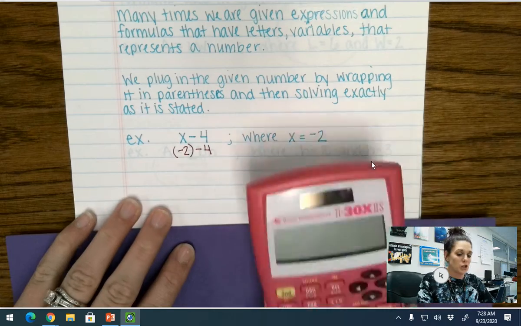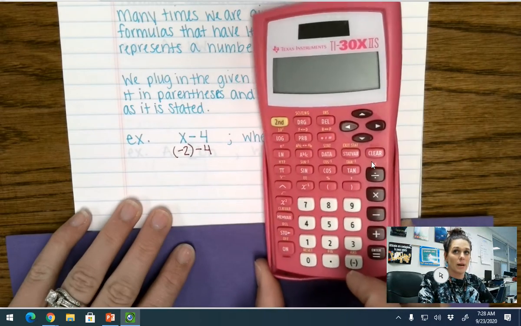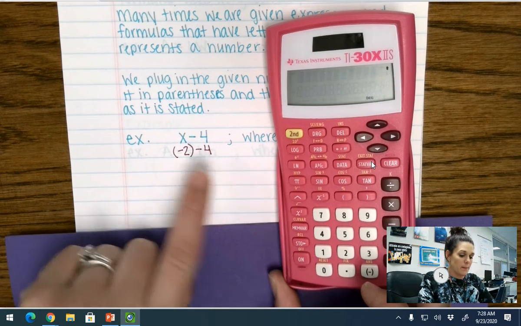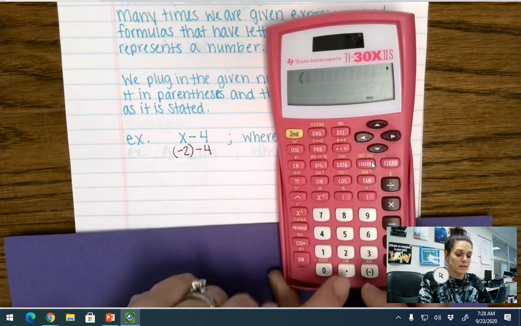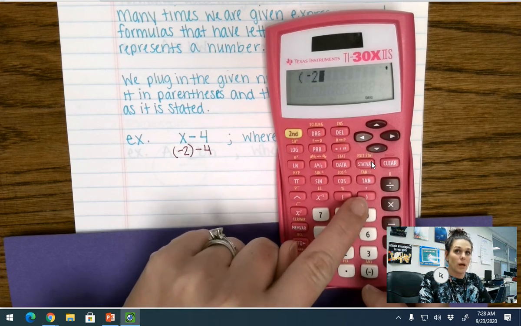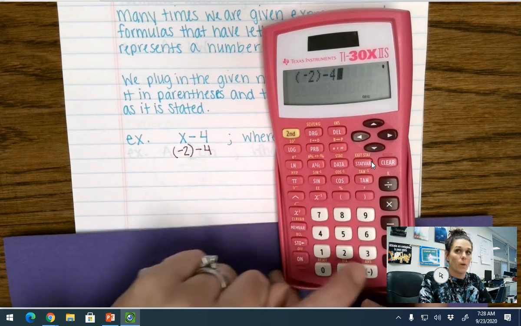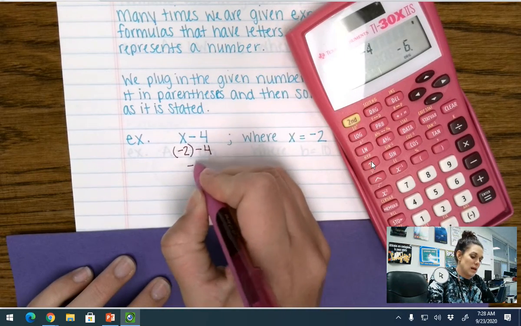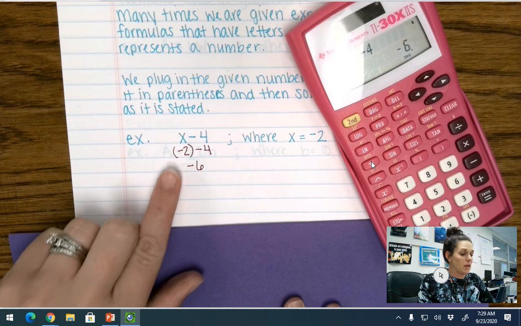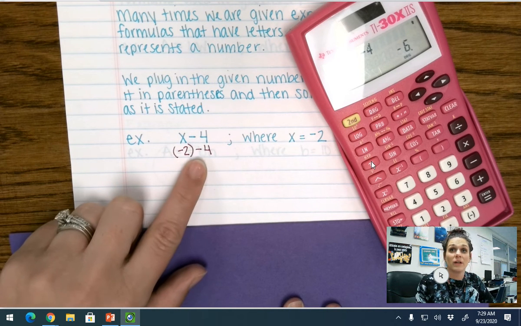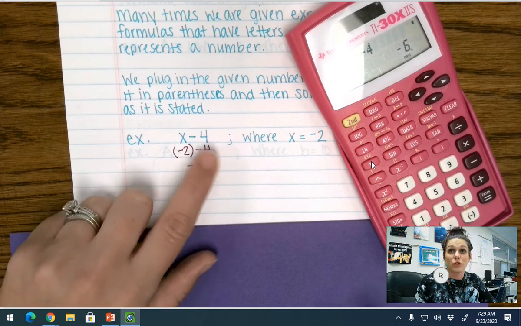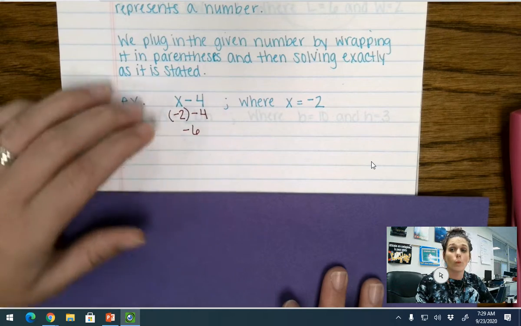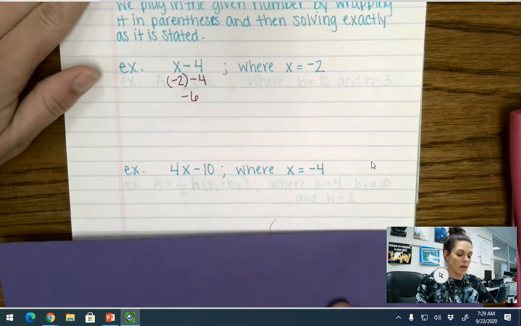All right, so if I'm not sure about my integer rules, I'm going to go ahead and pick up my calculator and turn it on. And I'm going to then type in parenthesis, which is just above my 8, negative 2, end parenthesis, minus 4. So in this case, we are going to get that this means negative 6. Now, many of you could have remembered your integer rules of negative and more negative make negative, and then 2 plus 4 makes 6. Okay? So again, when we plug it in, we're wrapping it up and we're solving. All right, let's try another one.